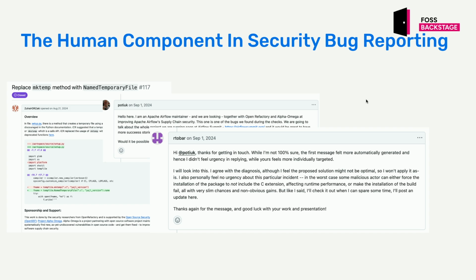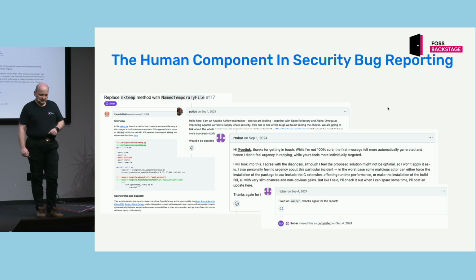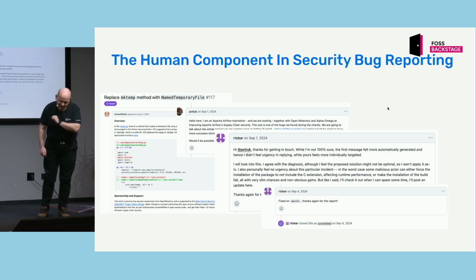And they did. Yeah. So that showed us that the human connection is really the important part, not just reporting and sending the issues. Yeah, fixed on master. Yes, that was like 3 days later.